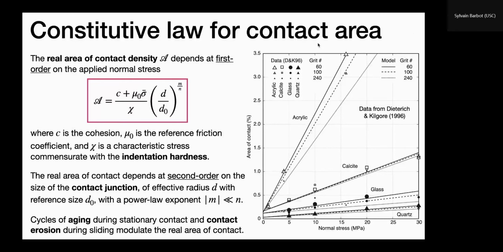And so what we see in these experiments is that we can explain at first order the linear dependence on normal stress. And you can do that for quartz, glass, calcite, acrylic. At first order, it's linear with normal stress. But then, as these experiments are carried out with different grit numbers, you can also find slightly different curves for different grits. And so there is a dependence on the size of asperities, but it's a second order dependence. It's not as important as the normal stress. But essentially, we can calibrate this equation with data for stationary contact.